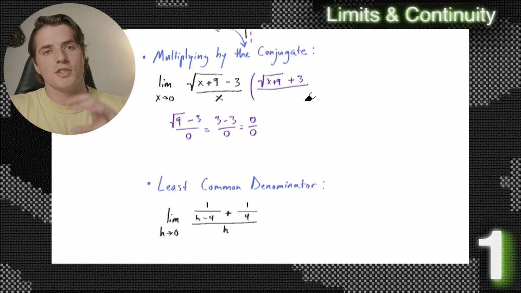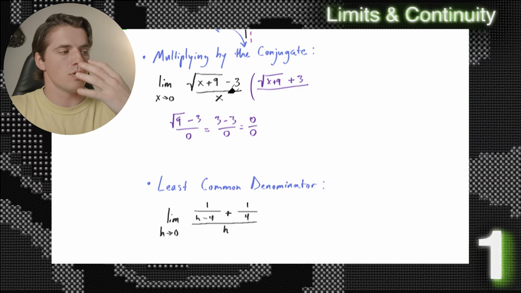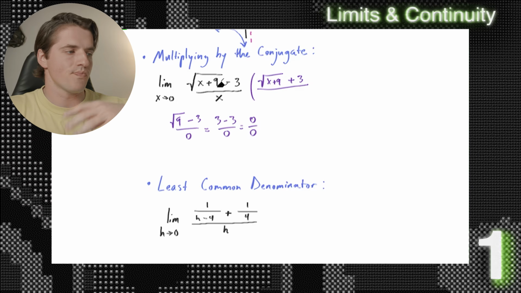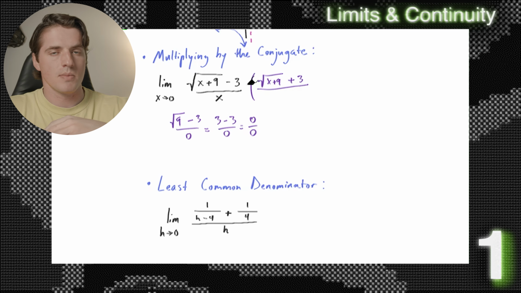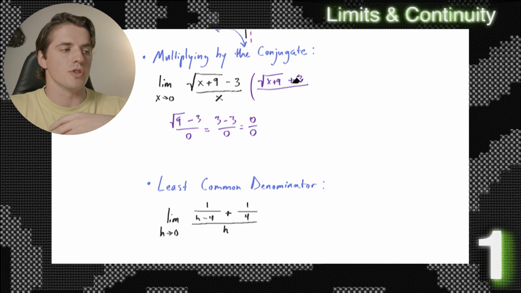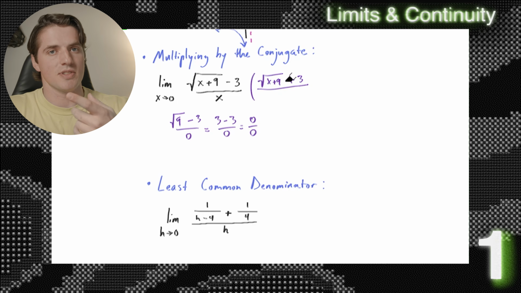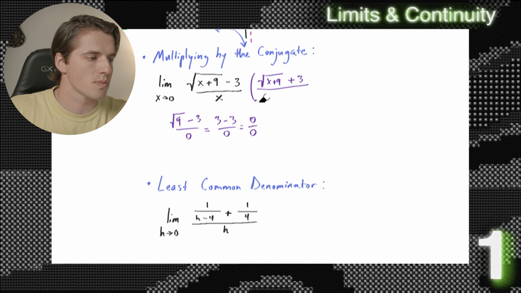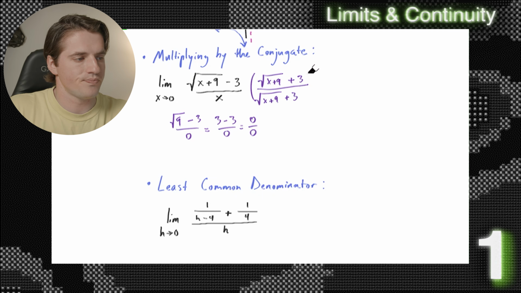If you don't remember what the conjugate is, it is when we have a binomial, a two-termed group, and we have a minus or plus sign in between them, the conjugate would just be the same group of two terms, but with the opposite sign in between them. So the square root of x plus 9 plus 3.